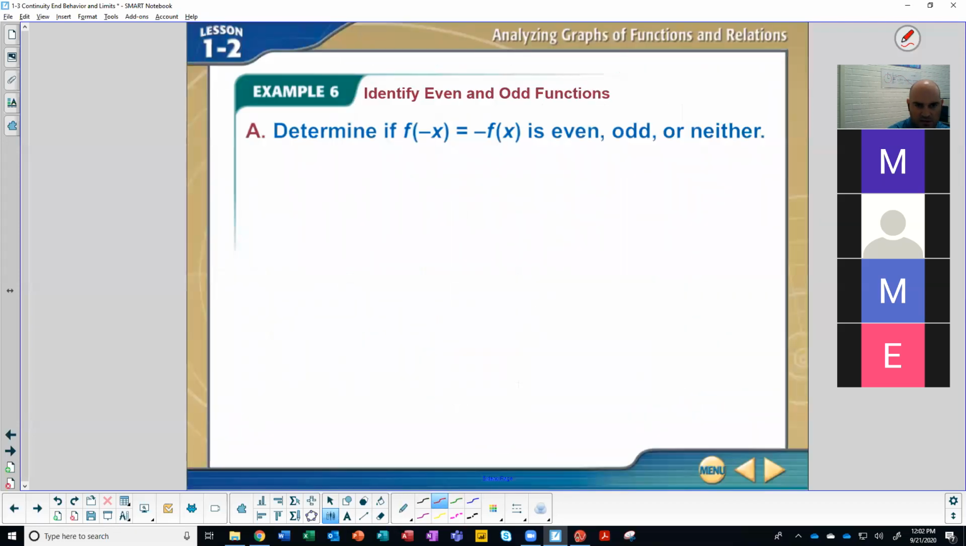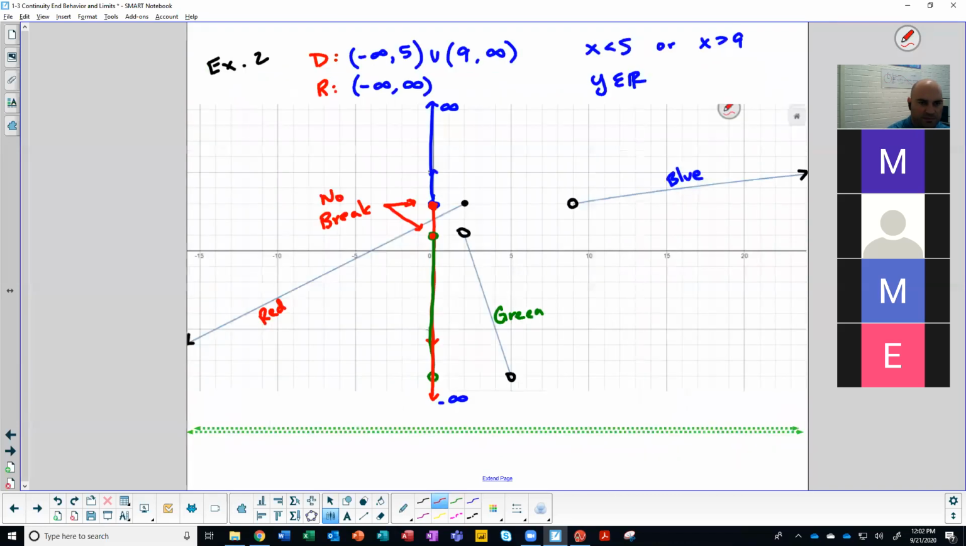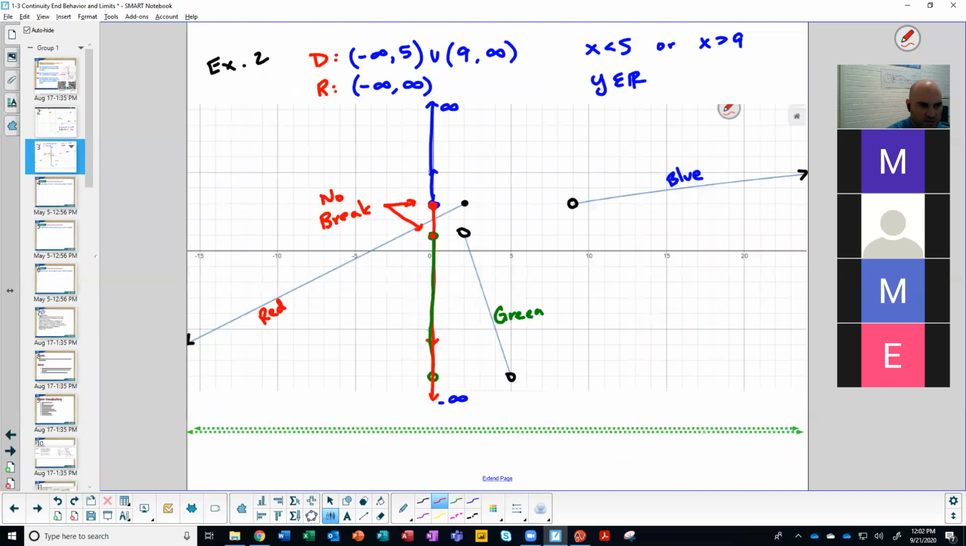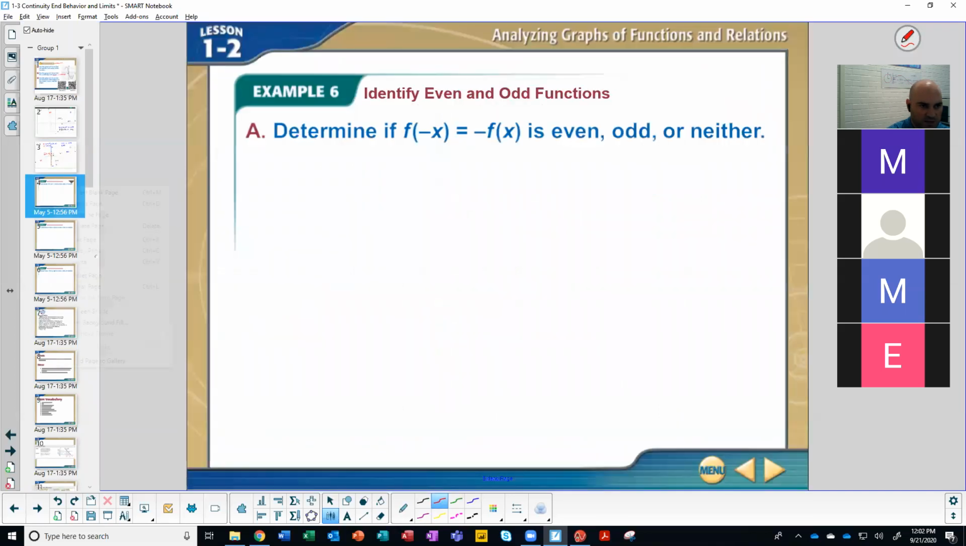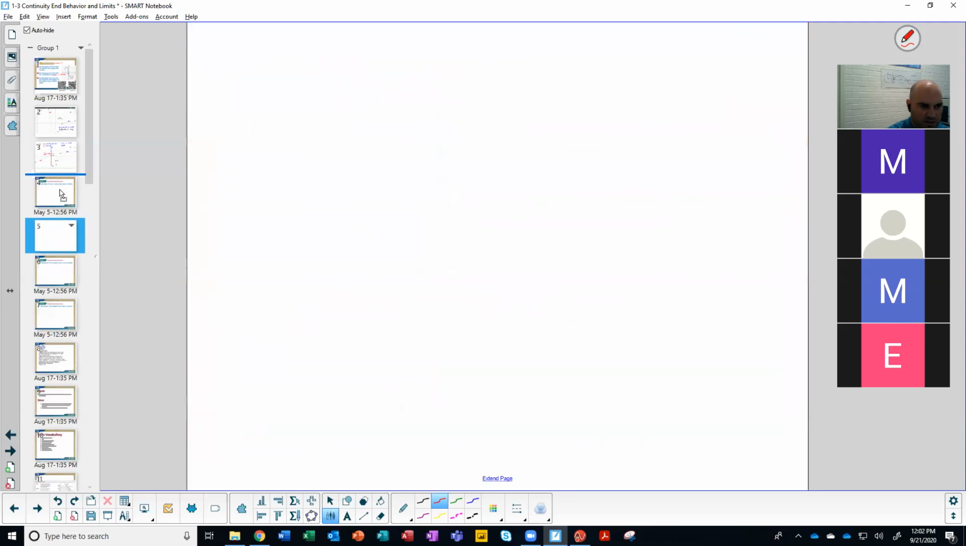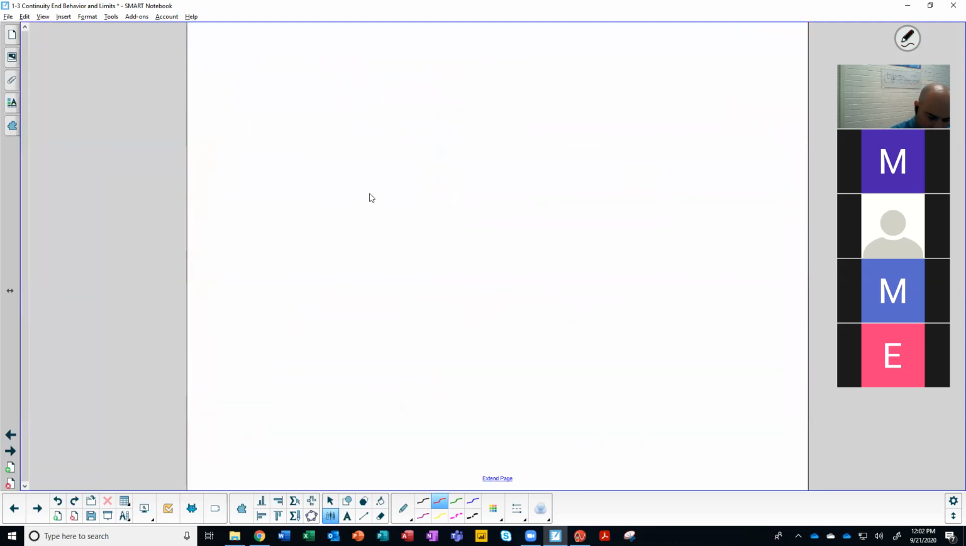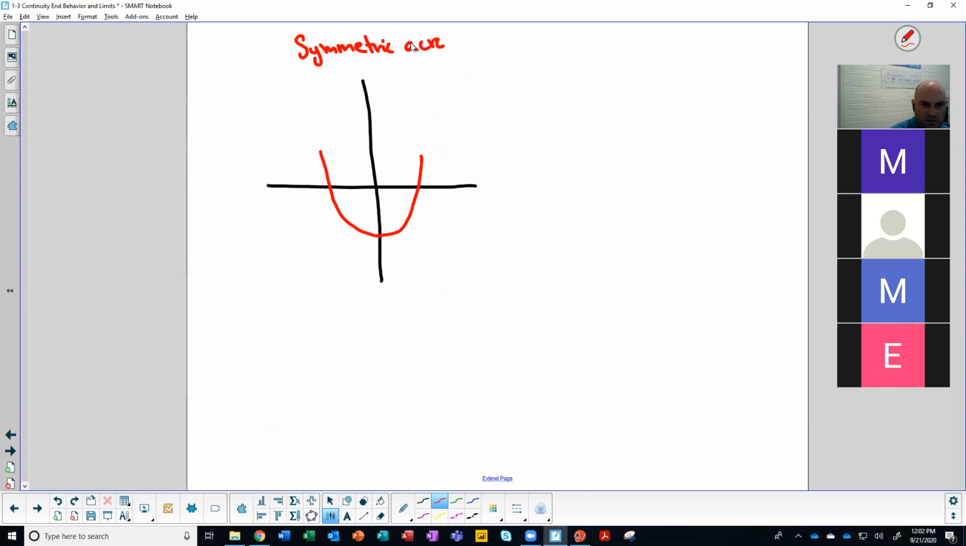So with symmetry, you can have 3 types of symmetry. And let me just add a page here. Insert blank page. Okay. You can have 3 types of symmetry. You can have a graph that's symmetric with the y-axis. So this is symmetric across the y-axis because it reflects on the y-axis here.